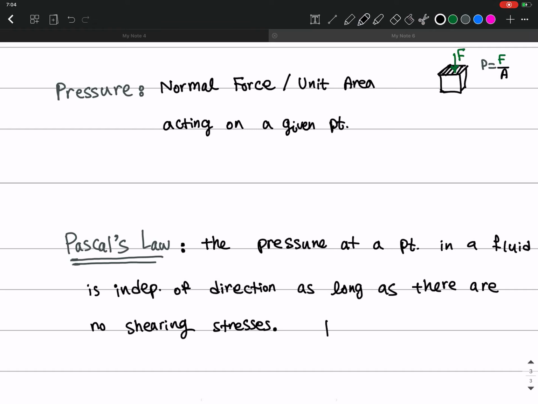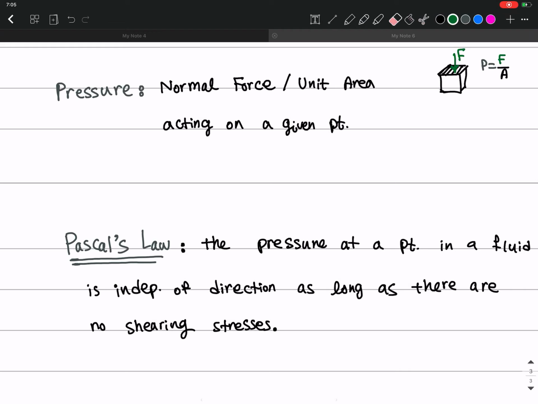So it doesn't matter, for example, if you have a tank of water, and then you want to know what is the pressure here at this point. If there is no shear stress, for example, if the fluid is at rest, then the pressure here is going to be equal to the pressure here, to here, to here. The pressure is not a function of direction. We are going to have the same pressure at any point in a fluid. Okay, and this is known as Pascal's law.